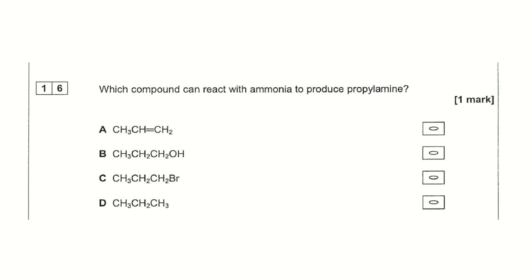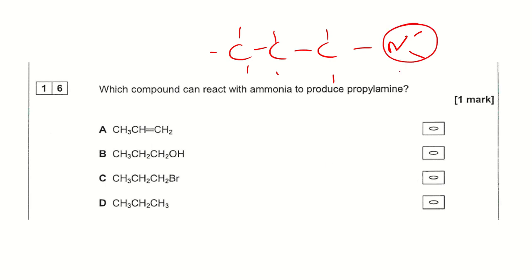Which compound would react with ammonia to produce propylamine? So propylamine is 1, 2, 3, with an NH2 group on the end. That's done in your haloalkanes section. When you go back to the original molecule it comes from, you would swap the NH2 with a halogen. The only one that does that is that. So that's 1-bromopropane.